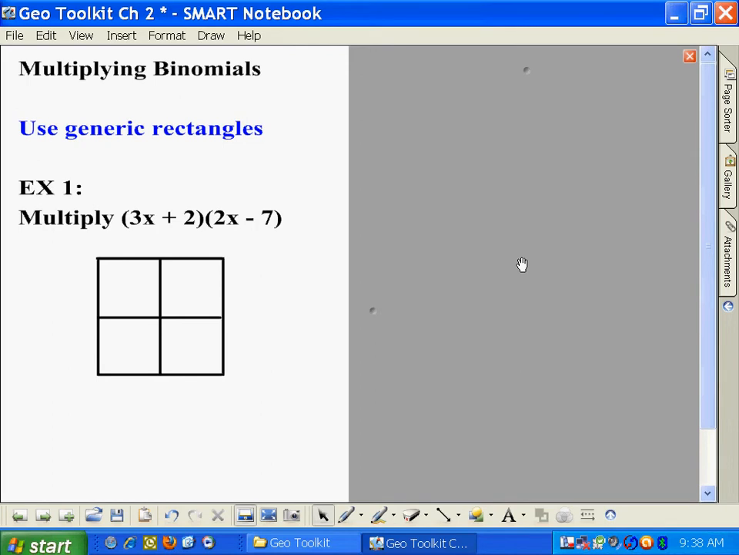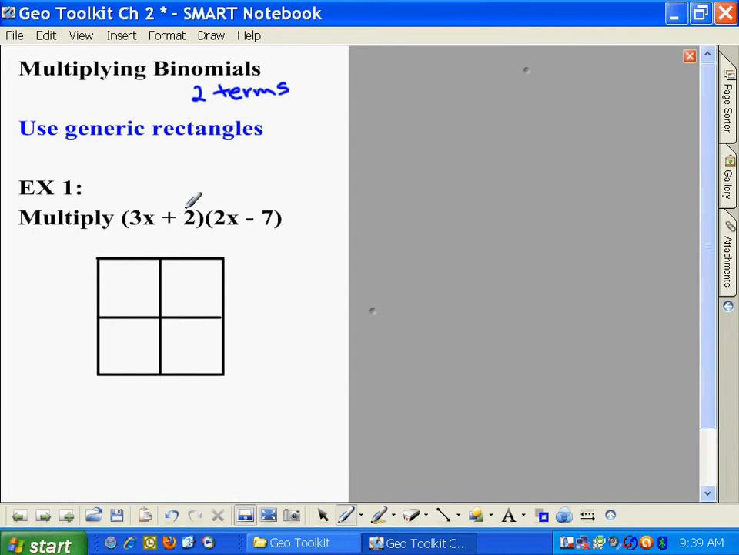Our next toolkit entry for geometry is actually, once again, some algebra review here. And this topic is called multiplying binomials. First of all, what is a binomial? That's anything with two terms in it. We can also have trinomials as well. And in this case here, we have binomials here.